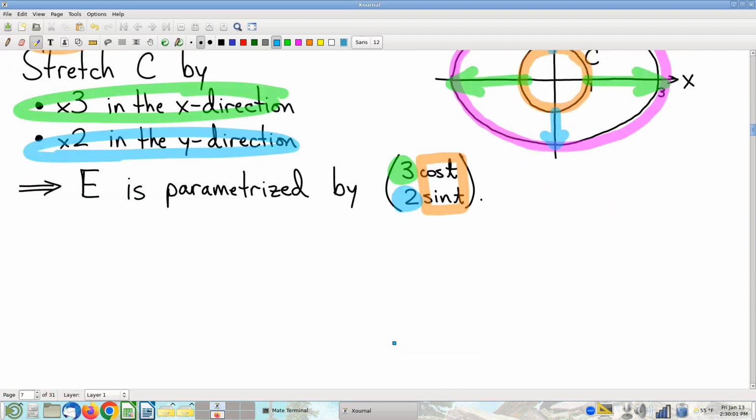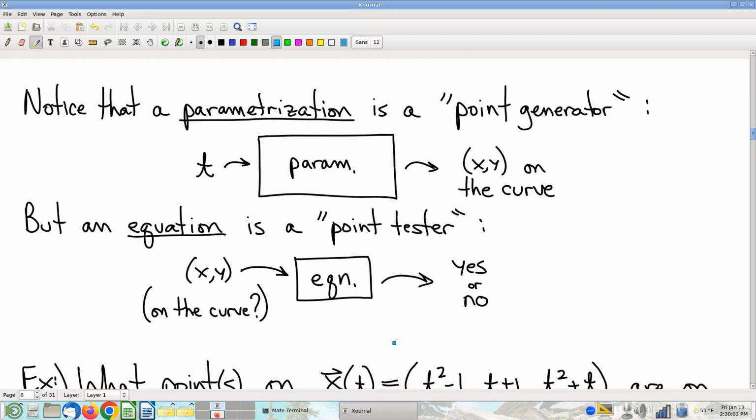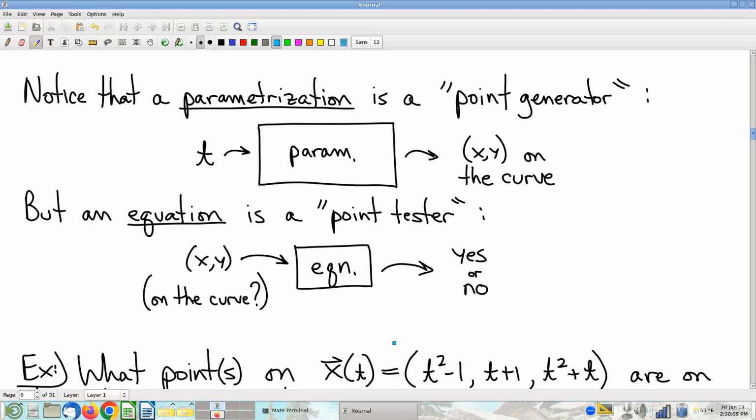Okay. All right. Now, I want to take a step back and remind ourselves exactly what we're doing here. We're trying to understand curves. And we have algebra that helps us understand curves. Our new algebra for understanding curves is parameterizations. The older algebra that we have for understanding curves is equations.